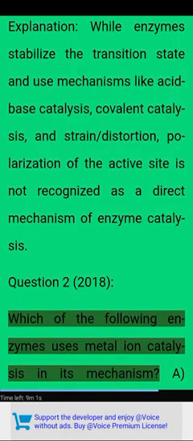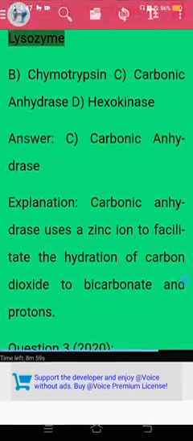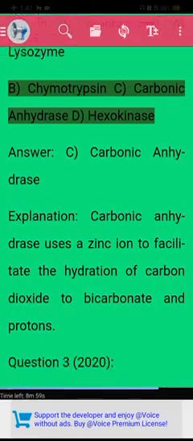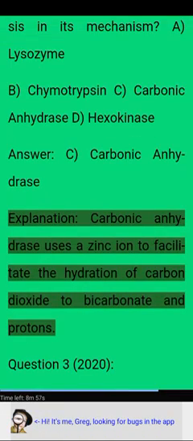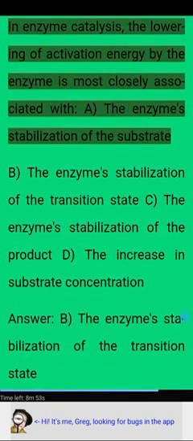Question 2, 2018. Which of the following enzymes uses metal ion catalysis in its mechanism? A. Lysozyme. B. Chymotrypsin. C. Carbonic anhydrase. D. Hexokinase. Answer. C. Carbonic anhydrase. Explanation. Carbonic anhydrase uses a zinc ion to facilitate the hydration of carbon dioxide to bicarbonate and protons.